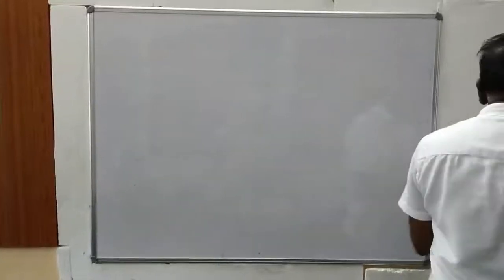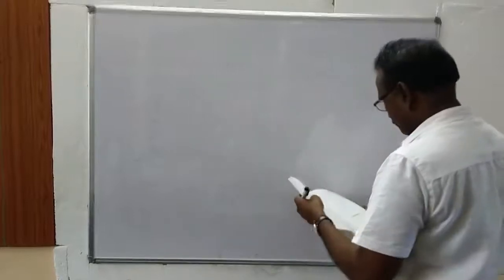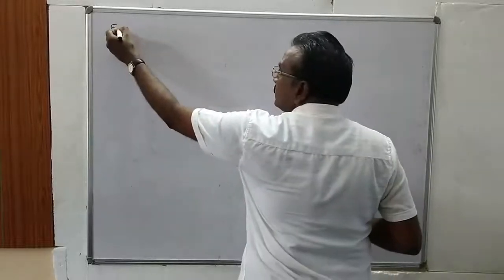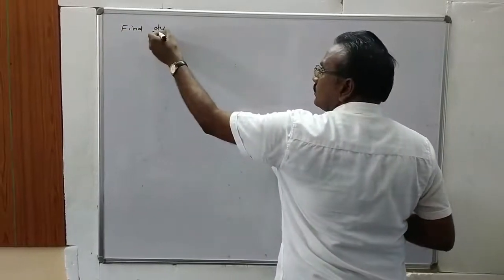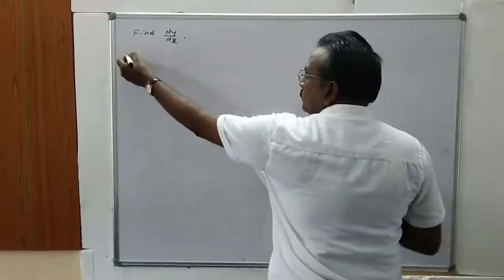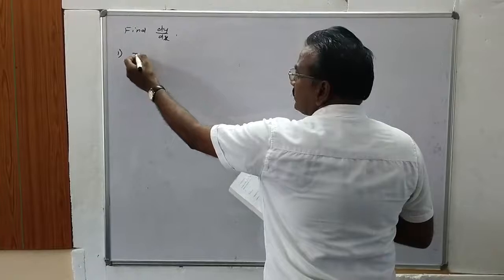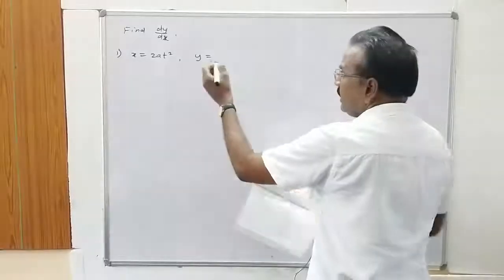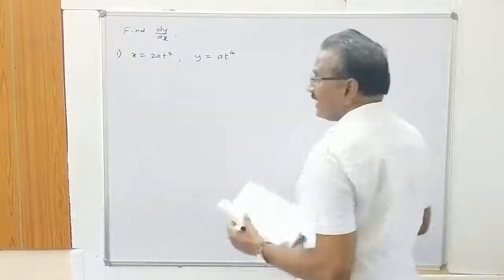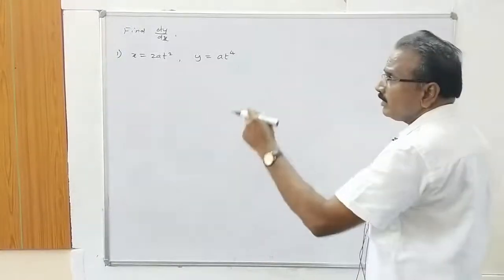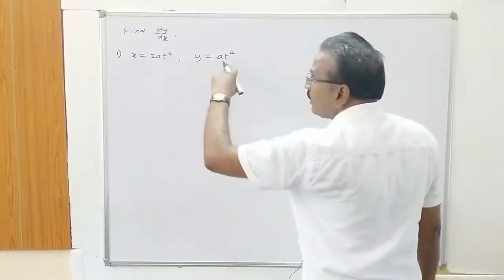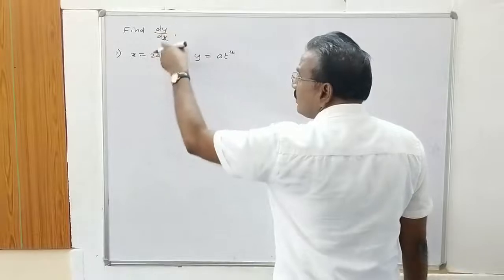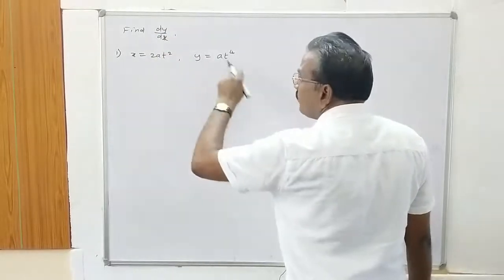Exercise 5.6. Question number 1. Find dy by dx. X is equal to at square. Y is equal to at to the power 4. So clearly, here x and y are expressed in terms of the third variable t. So clearly, this equation containing parameter t, such equations are called the parametric form of equations. So to find the derivative dy by dx, we need to find dx by dt and dy by dt.